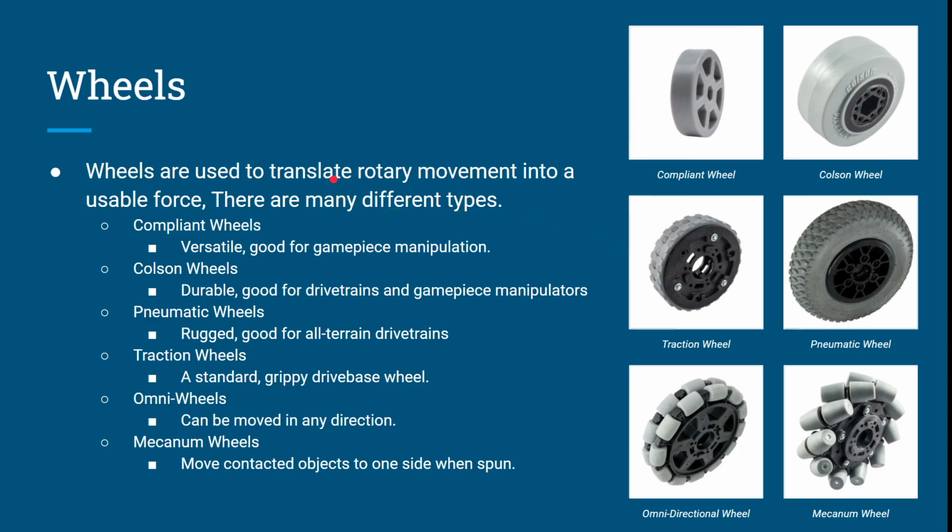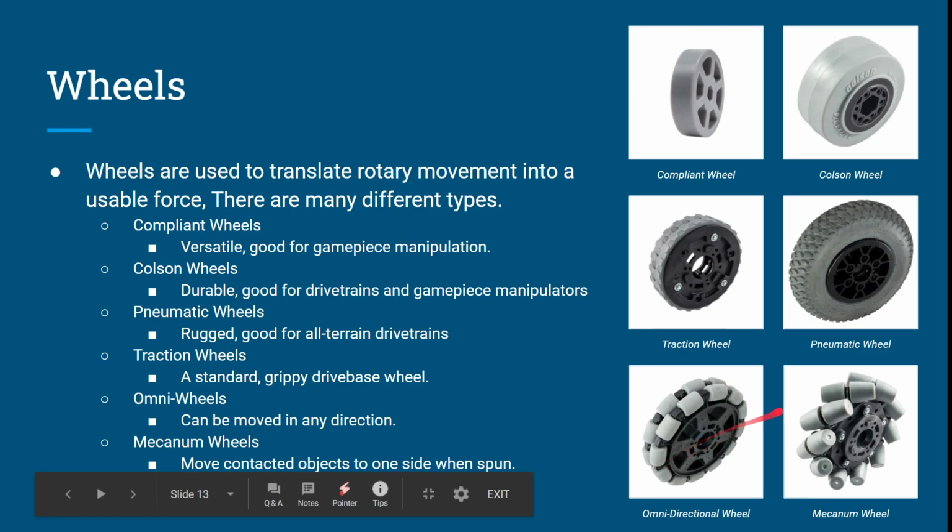So wheels are usually used to translate rotary movement into a usable force, and there's a bunch of different types. Compliant wheels are squishy. Colson wheels are not, although they're a little bit squishy, but they're very durable. Colson wheels are awesome. Traction wheels are sticky, but not super sticky, and they're good for drive bases. Pneumatic wheels are squishy and sticky, like tires, good for drive bases on all-terrain surfaces. Omnidirectional wheels are not squishy, not sticky. In fact, they're the opposite of both. They're pretty firm and they can move in both directions.